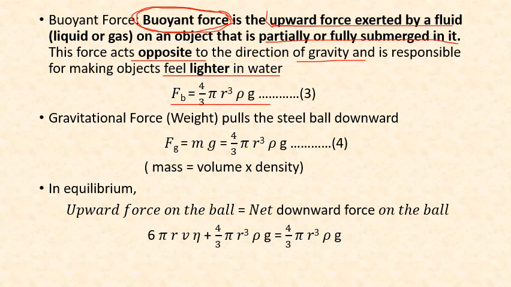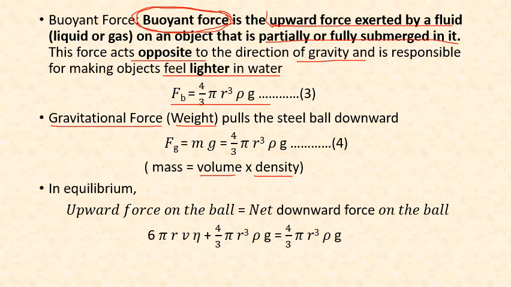Now finally the third force acting on the steel ball is the gravitational force, which pulls the steel ball downwards. It is nothing but the weight of the ball. We know that the gravitational force Fg equals m into g. Now mass, we know, is volume into density. Volume of the steel ball is 4 by 3 pi r cube. Then density is rho, multiplied by gravitational g. So this gives us the gravitational force Fg equals mg.